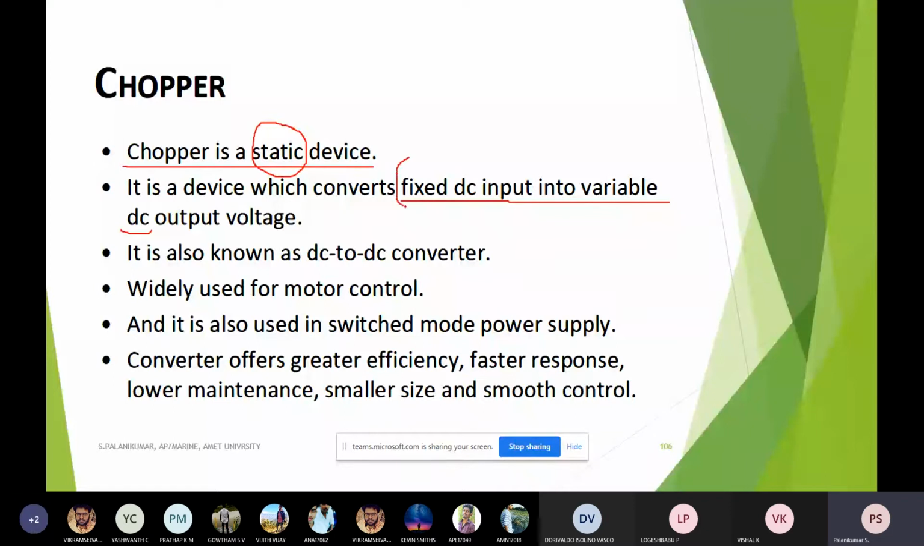Whenever you want to employ a DC motor for the power propulsion unit, I have to go for a voltage which should be variable also. Unlike an AC motor, here there is no frequency. Frequency is zero because it is direct current. So automatically we have to depend on the voltage only. There are two means by which I can control the DC motor: one is called armature control and the other is called field control.